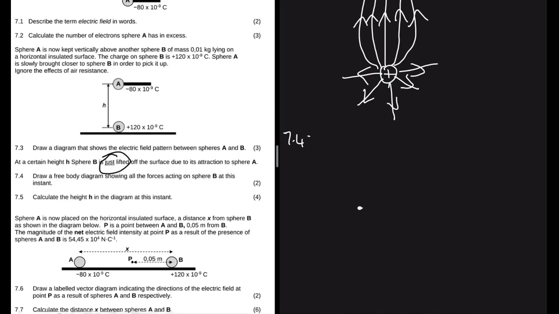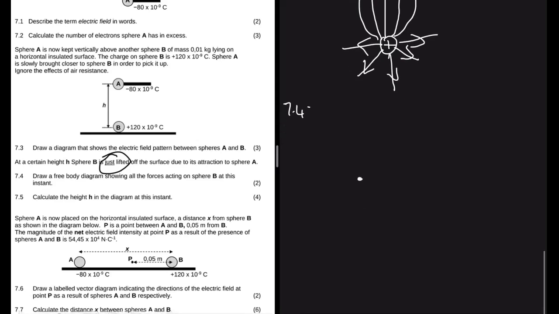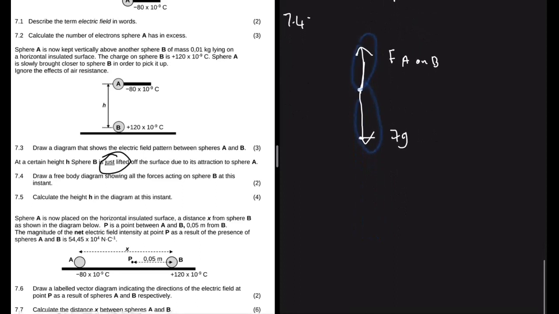So let's look at sphere B and do some analysis. If sphere B is being lifted off, it's going to be lifted off by the attraction from sphere A. So let's have an arrow pointing up here and demonstrate that this is FA on B, and what's keeping it down is gravity, because it is said to have a mass of 0.01 kg. So let's have Fg here. We need these two forces to be approximately equal to each other because the sphere was just lifted off.